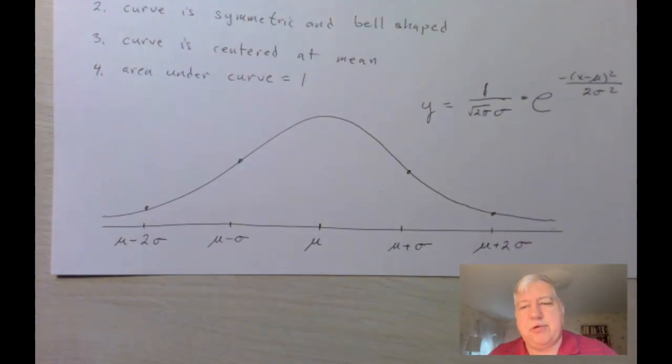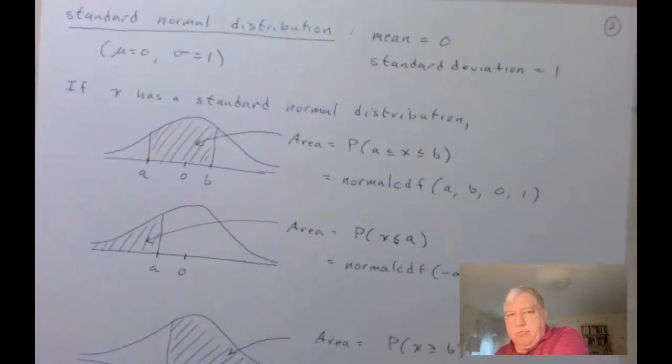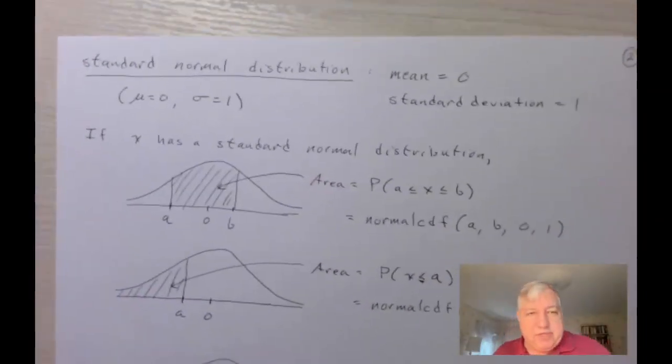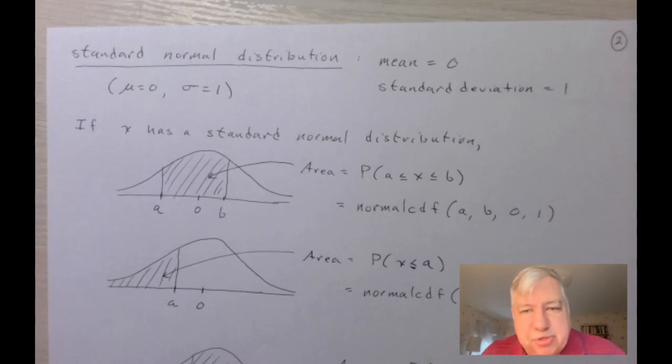Now the good news is you do not have to enter this equation into your calculator, because your calculator already knows the formula for a normal distribution. You just have to give it the values of mu and sigma. Of the many normal distributions we can have, we have a special name for the standard normal distribution. Its mean is 0 and the standard deviation is 1.